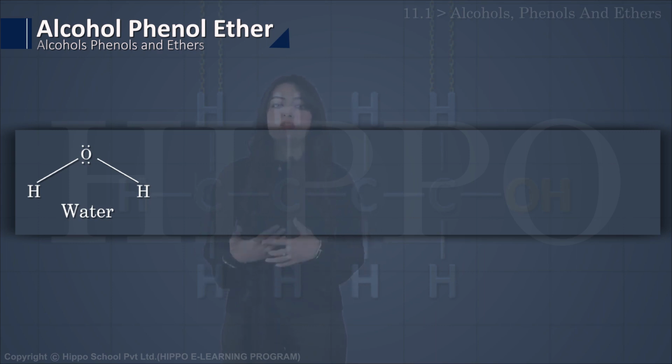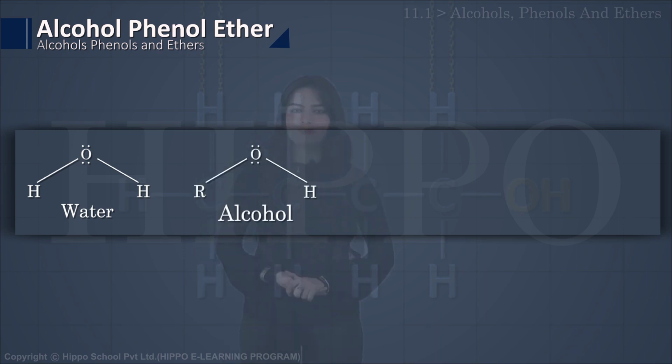About alcohol, we saw ROH. But now, let's write it differently. R will be with us, that is an alkyl group, and then there will be an oxygen, and with it there will be an H. This is alcohol. So you can see that there is so much similarity between water and alcohol.